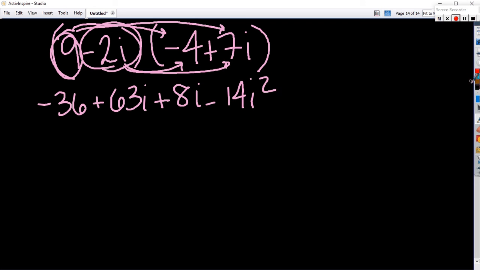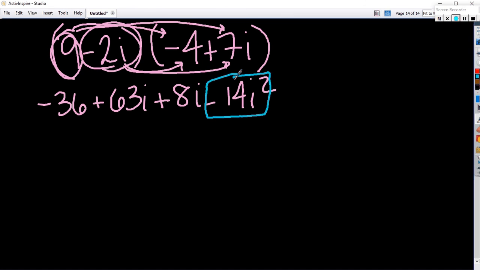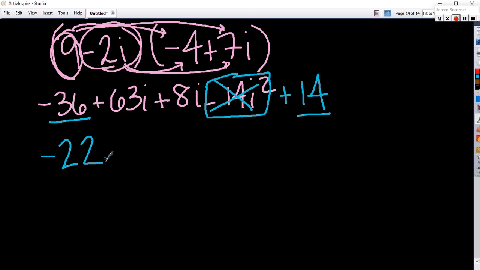I would go ahead at this point and change that. Right now it's negative 14i squared, so it's going to change to positive 14. Now gather your like terms. Negative 36 and positive 14 gives you negative 22. So it's 2i, negative 22.